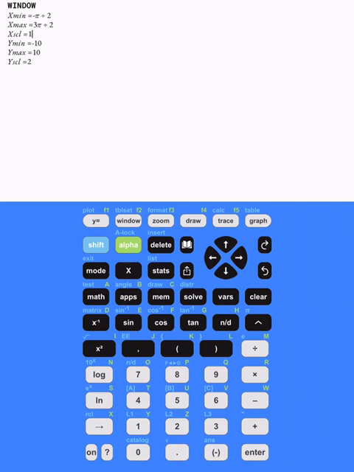My x scale, I'm going to leave be 1. My y minimum, I make -3. My y maximum, I make 3. And my y scale be 1. Not 21, 1. And then I press graph.